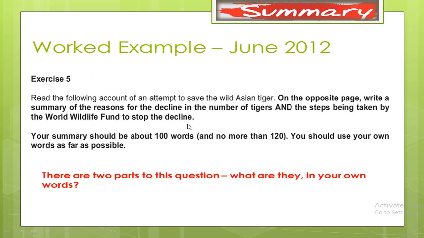We can note them down by giving them letter codes, for example, RD for reason for decline, and SW for steps taken by World Wildlife Fund, like that. After that, we can list out the points that come under each category, and we have to check the number of words. It is 100 to 120 words for extended and 70 to 80 words for core.